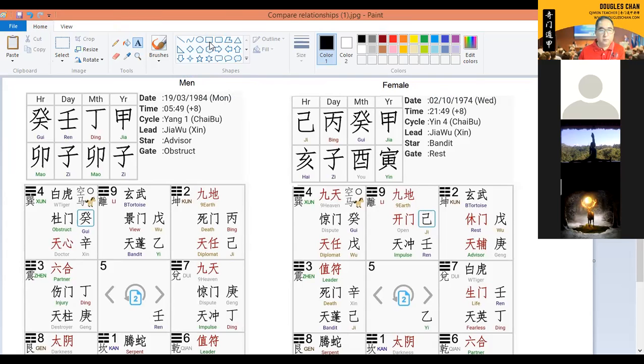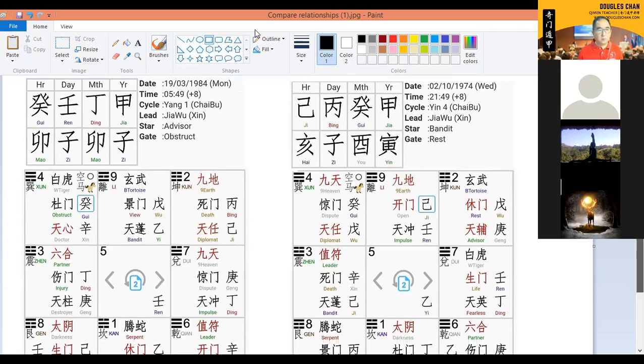So to do this, that means we are looking at the character of this person. That means palace to palace in terms of their day stem. So first thing first, we analyze the man first. The man, we look at where is their day stem? Over here, Ren.